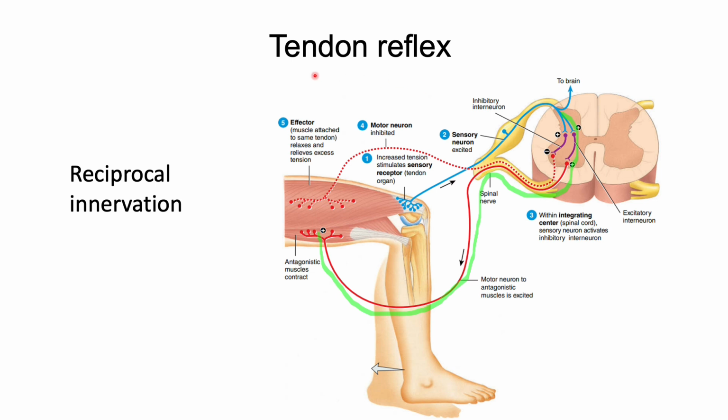Just like what we explained in the muscle spindle reflex, in the tendon reflex there is also reciprocal innervation, which means there is a branch going to the antagonistic muscle, but here the antagonistic muscles will be activated and contracted since this muscle is relaxed.